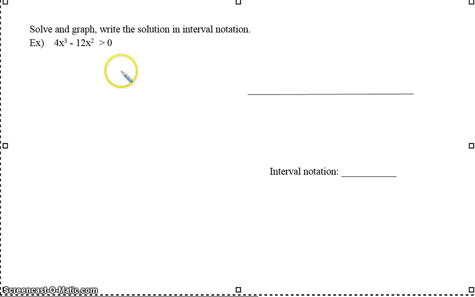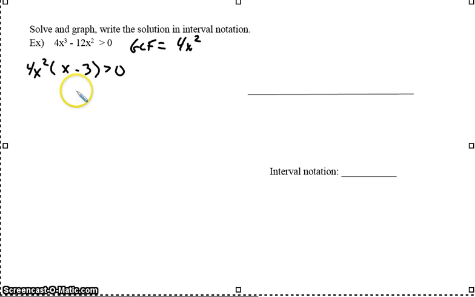Let's take a look at another example. This time my problem is already greater than 0, so I don't have to move anything over. And my factoring technique now is going to be to pull out the greatest common factor. I know in this problem that should be a 4x squared. So let's take a 4x squared out. That's going to leave me with an x minus 3.